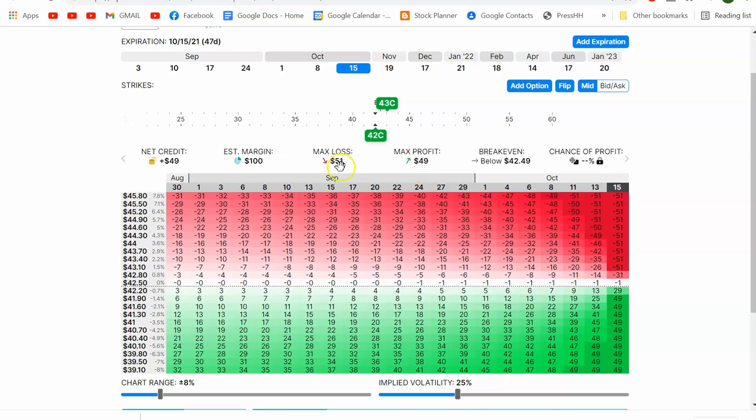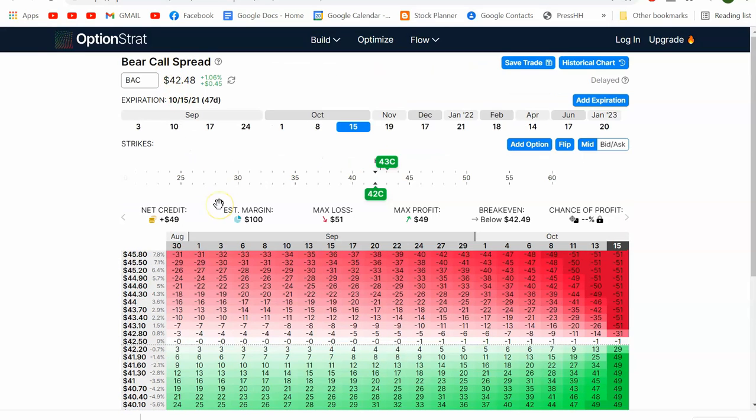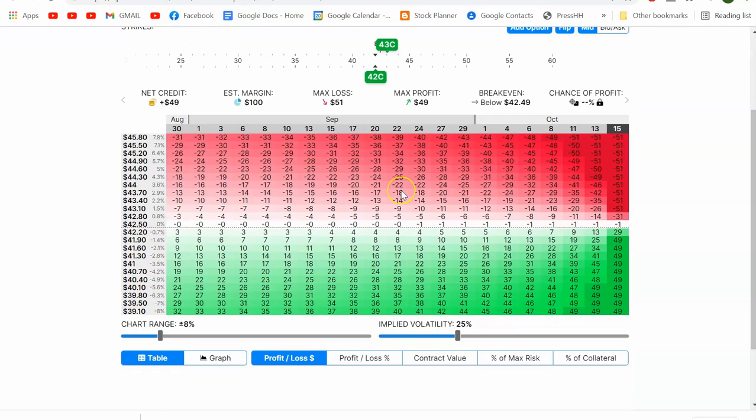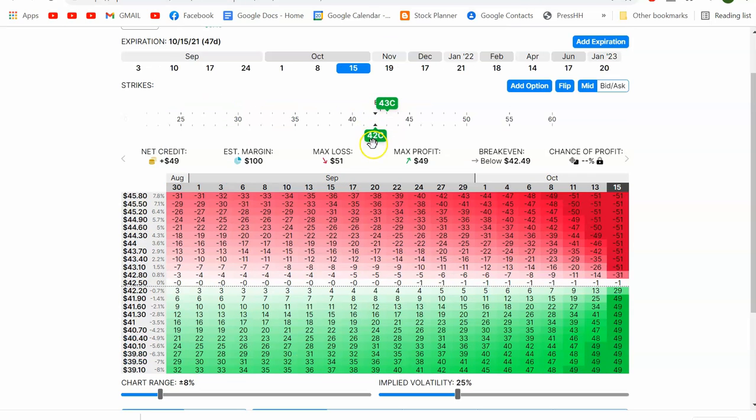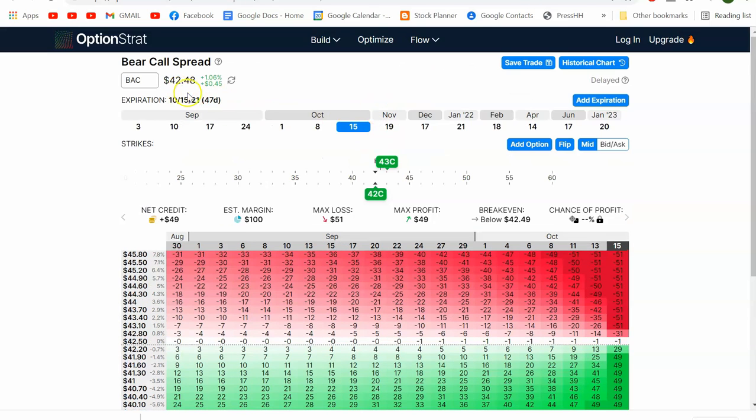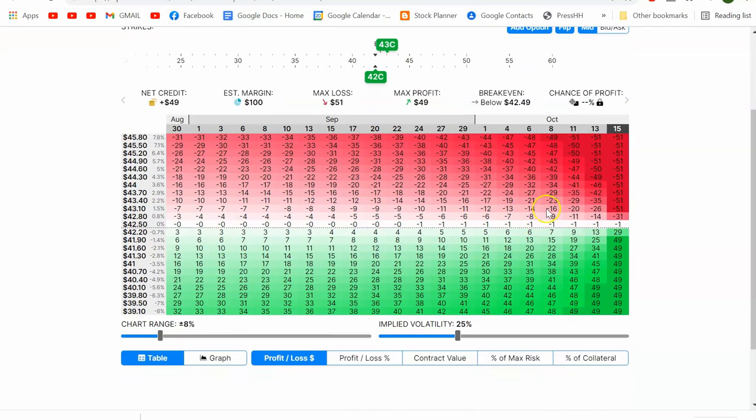So let me end this up. A bear call spread and a bull put spread, which is the opposite. Bull put spread is go long. Bear call spread is go short. The risk is you win 50 and lose 50. You place these at the money, currently trading at 42, and as long as this stays lower than 42.49 in the next 2 months, you win the max, which is $49. Or you could lose the max, $50.